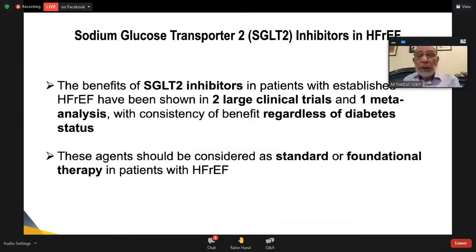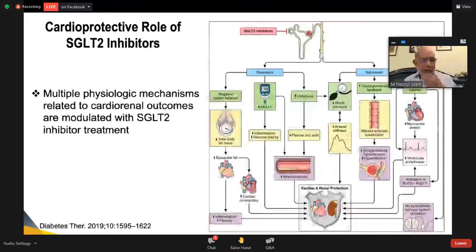Now, the other drugs are SGLT2 inhibitors. I think you have had a full lecture on it, so I'm not going to detail. They have two large clinical trials and one meta-analysis. Actually, they found a consistency of benefit regardless of whether the patient is diabetic or non-diabetic. So this agent should be considered a standard or foundational therapy in patients with heart failure with reduced ejection fraction. And we have this basically through a renovascular system action.